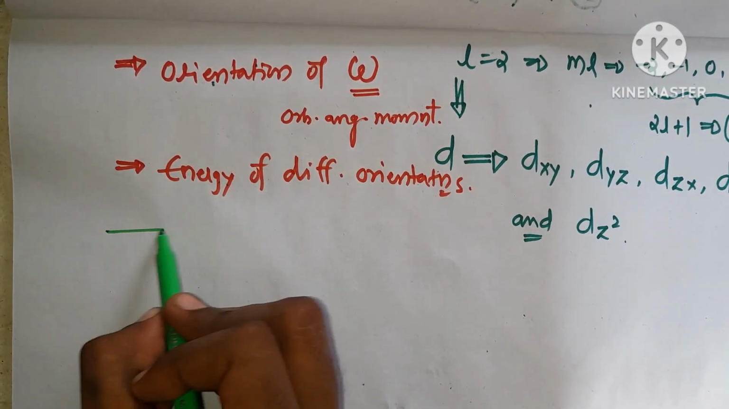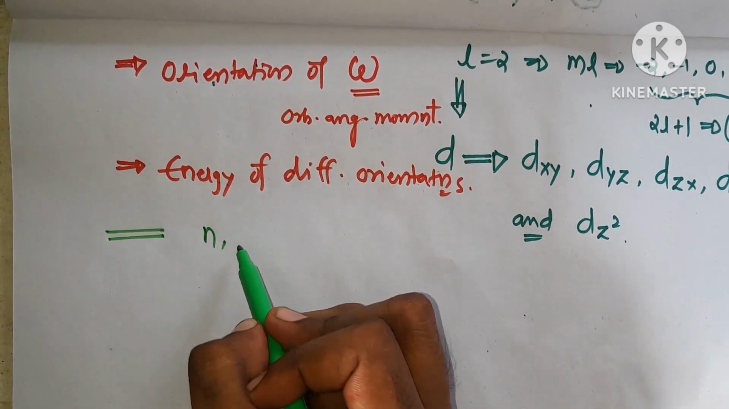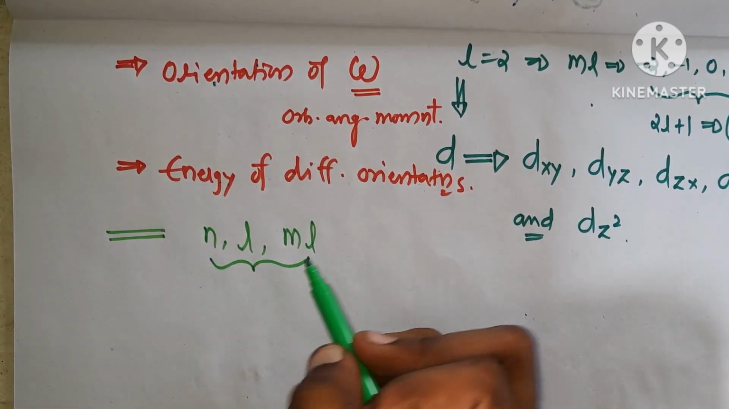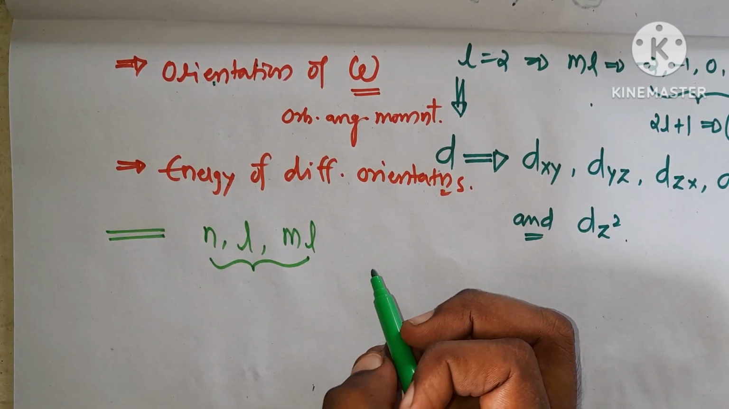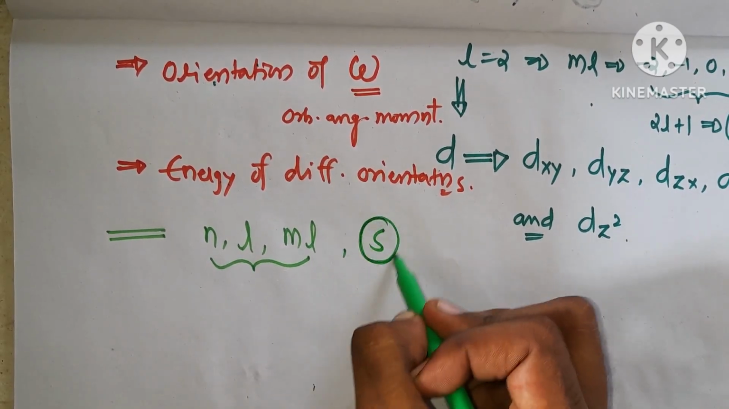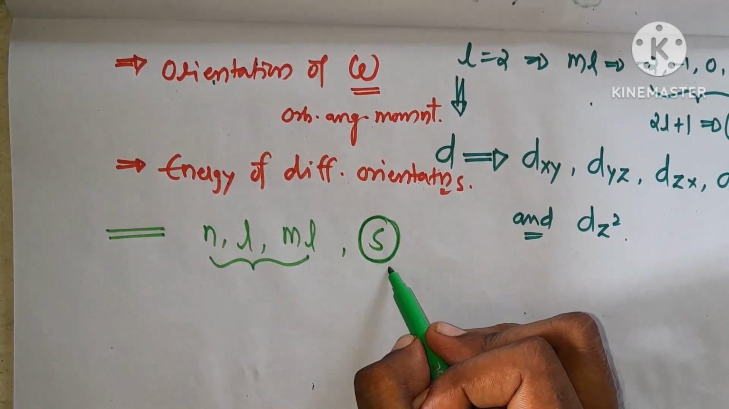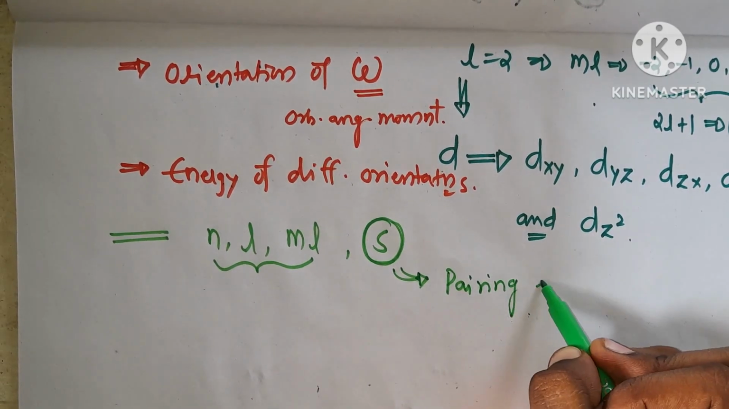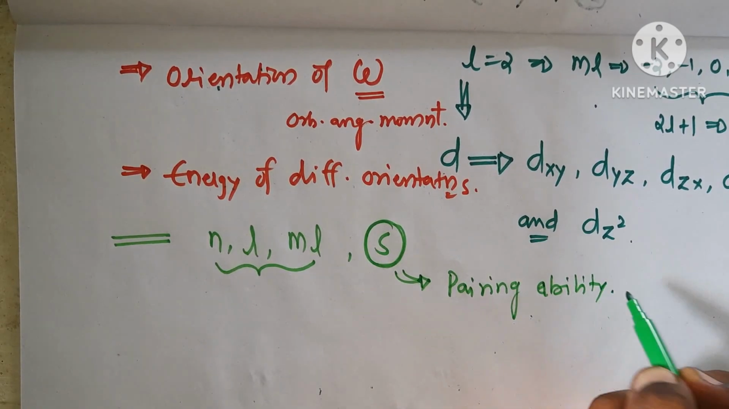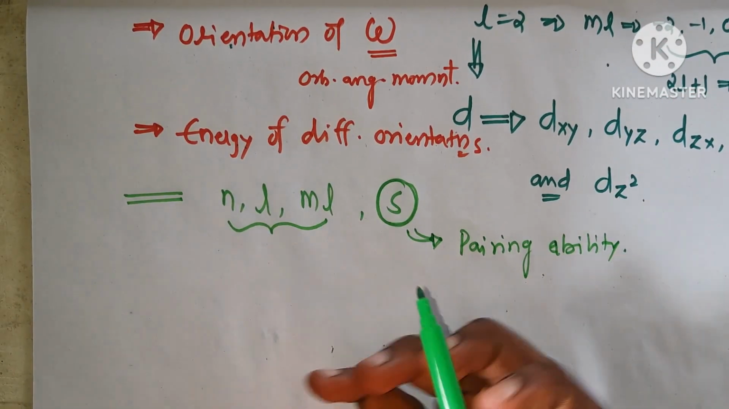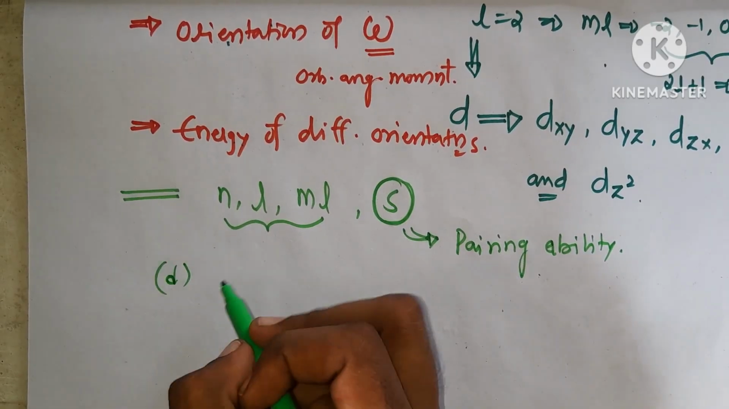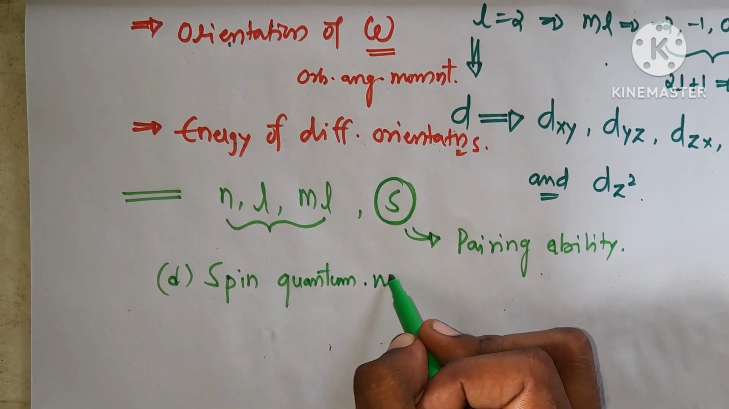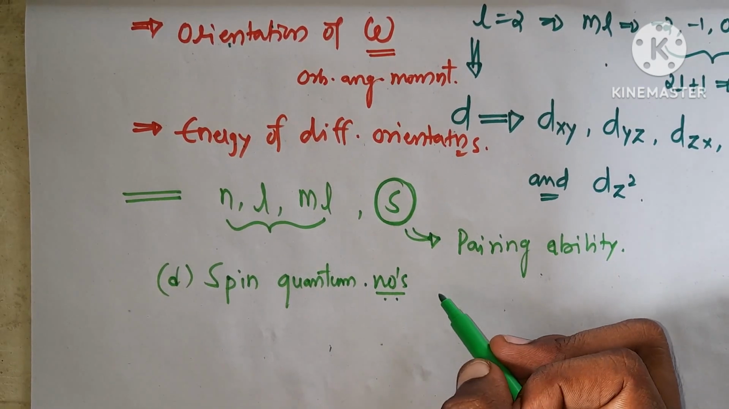So thus, till now we discussed the principal quantum number, azimuthal quantum number and magnetic quantum number. They were defining characters of orbitals. But here one more, that is the spin quantum number, will have a defining character for its pairing ability. So we will be discussing the last quantum number, that is the spin quantum number.